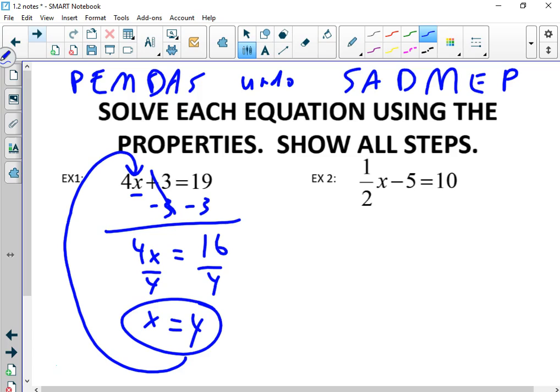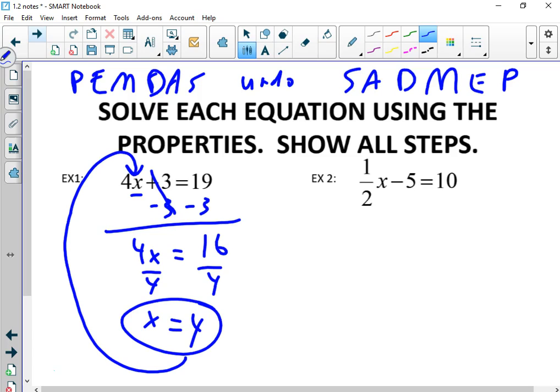Let's say you made another common mistake. Let's say for some reason you got negative 4. Negative 4 times 4 is negative 16. Plus 3, negative 13. Is that right? No. So it tells me to go back and check my work.